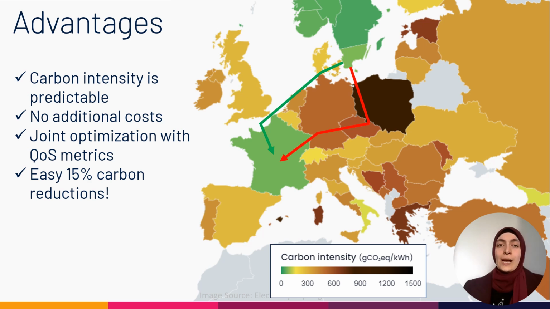Moreover, this approach has no additional costs because equipment is the same, no change in the infrastructure. It's still the basic routing plan, but we're adding a new metric. So the carbon intensity can be also integrated with existing quality of service metrics. And finally, we simulated this approach and tested it on real network topologies, including GÉANT, and this resulted in an easy 15% carbon savings with negligible impact on user experience.